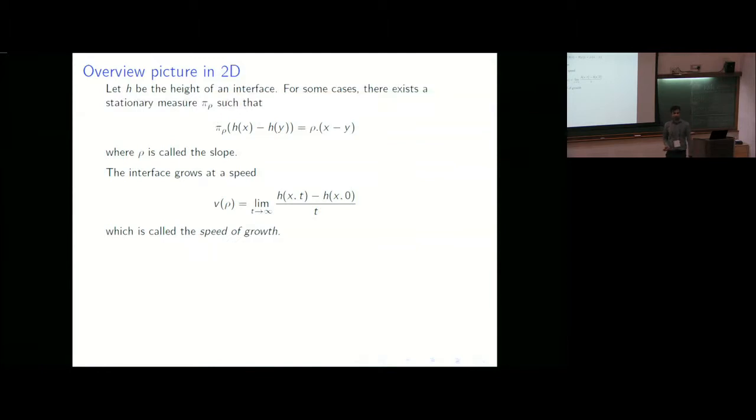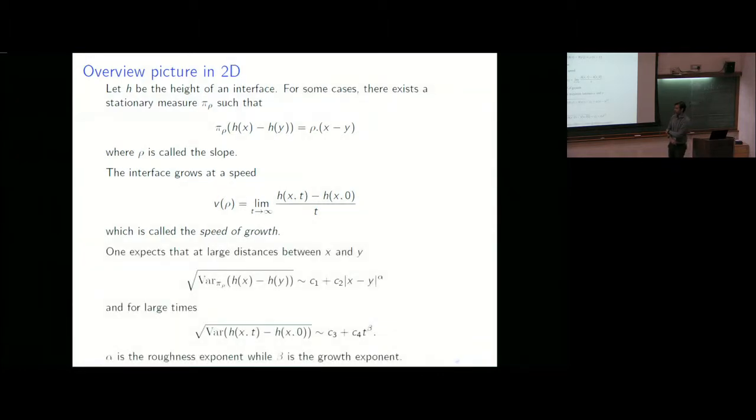There is a particular parameter that we're interested in, and this is called the speed of growth. All this is: you look at a particular slope, rho, you look at your height function at time t, you subtract your height function at time 0, and you divide by t. This we call the speed of growth. So we're looking at this interface growing, and this will be called the speed.